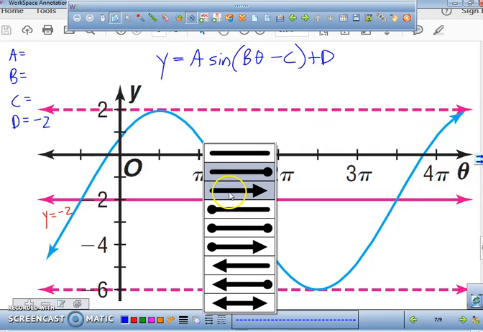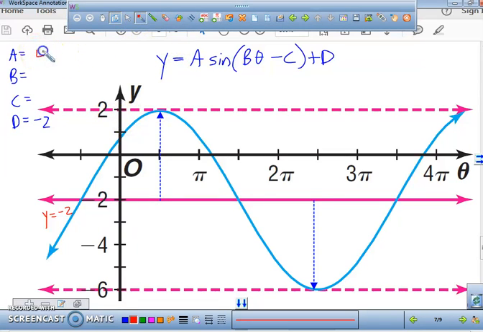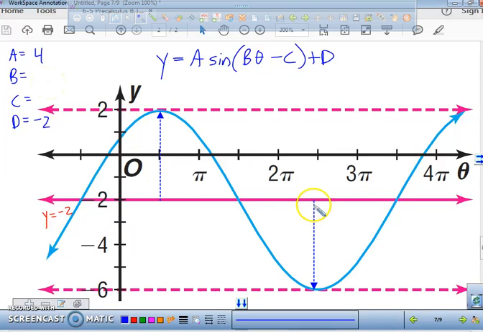Let's look at our amplitude. How high does it go up from the midline, and how far does it go down from the midline? What's the distance between negative 2 and a positive 2? 4 units, that's right. 4 units, so A equals 4. I'll change it to blue. Our amplitude is 4. That's 4 units. From negative 2 to negative 6, it also is 4 units. Okay, that's the amplitude.